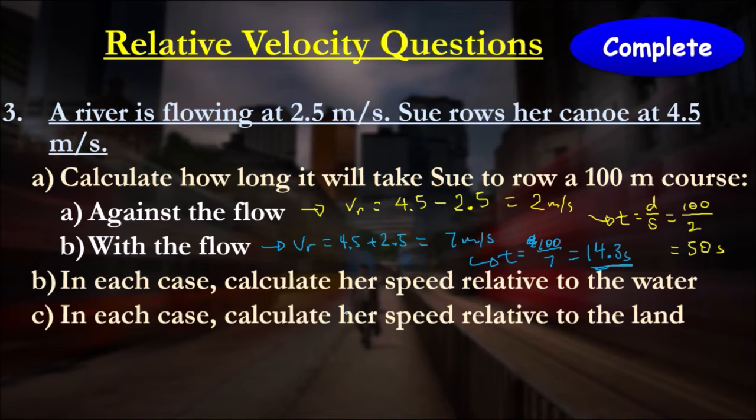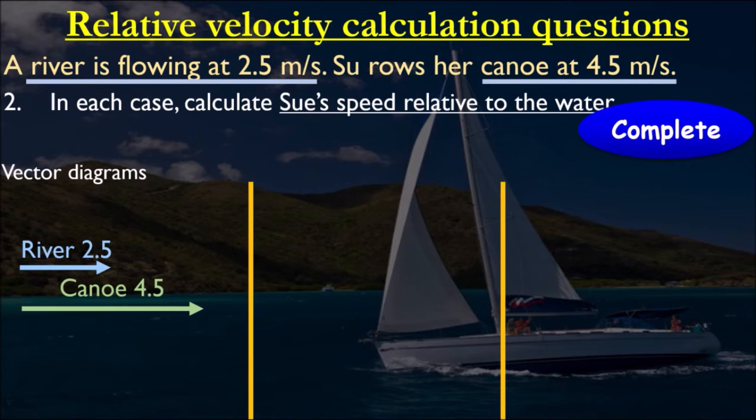It says, in each case, calculate her speed relative to the water. And in question C, it says, calculate her speed relative to the land. Okay, so I thought it'd be best to show you some vector diagrams when it comes to part B of that question and part C of that question.